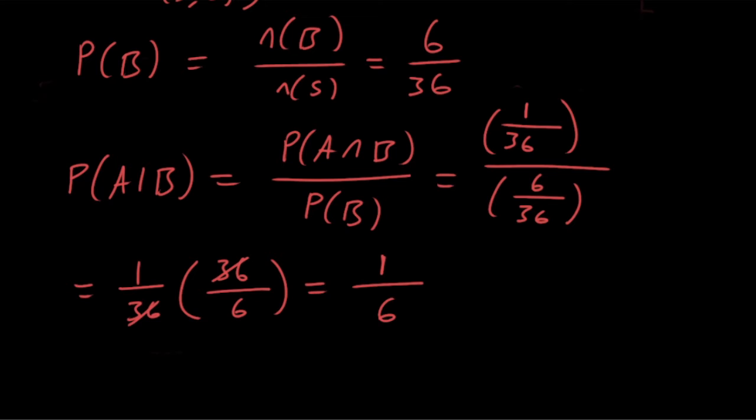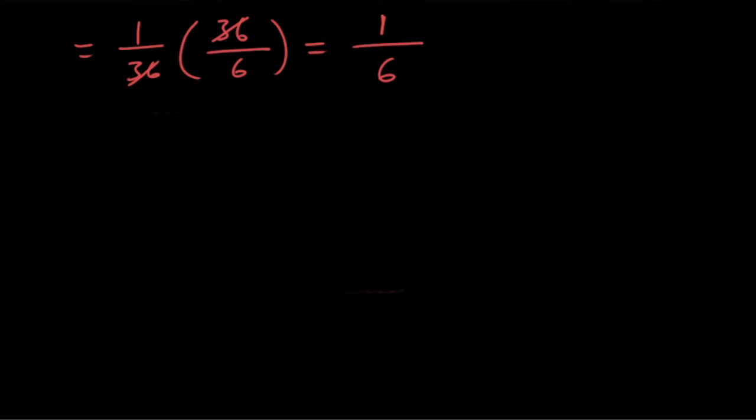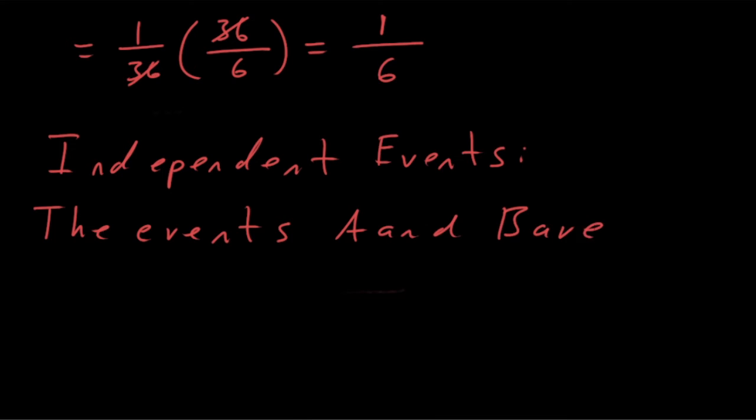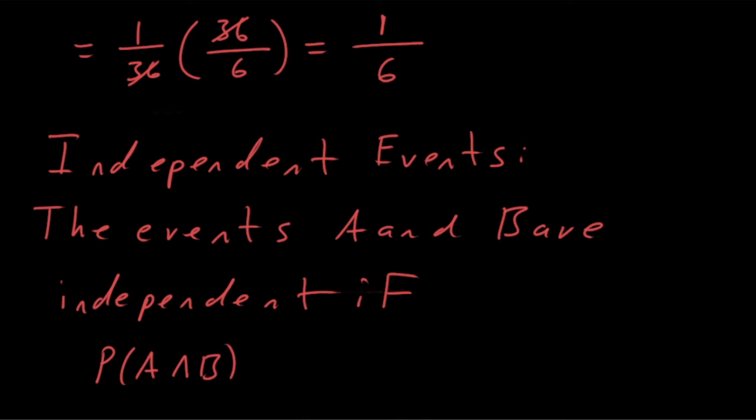Okay, so now let's move on to independent events. Okay, so the events A and B are independent if the probability of A intersection B is equal to the probability of A times the probability of B.